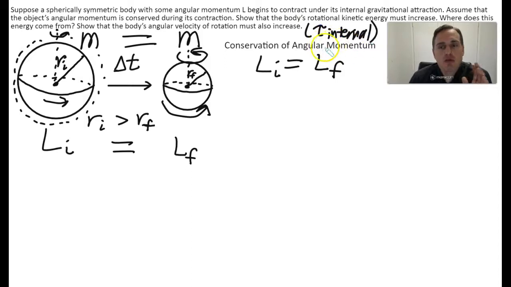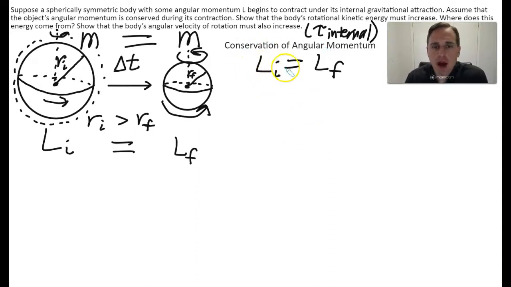Now remember, this is the rotational analog of the generalized version of Newton's second law. Recall that in linear motion, if there's no external forces, if all the forces are internal, then the linear momentum is conserved. There's no change in the linear momentum as a function of time. In the same way, if there's no external torques, if all the torques are internal to the system, then there will be no change in the angular momentum as a function of time.